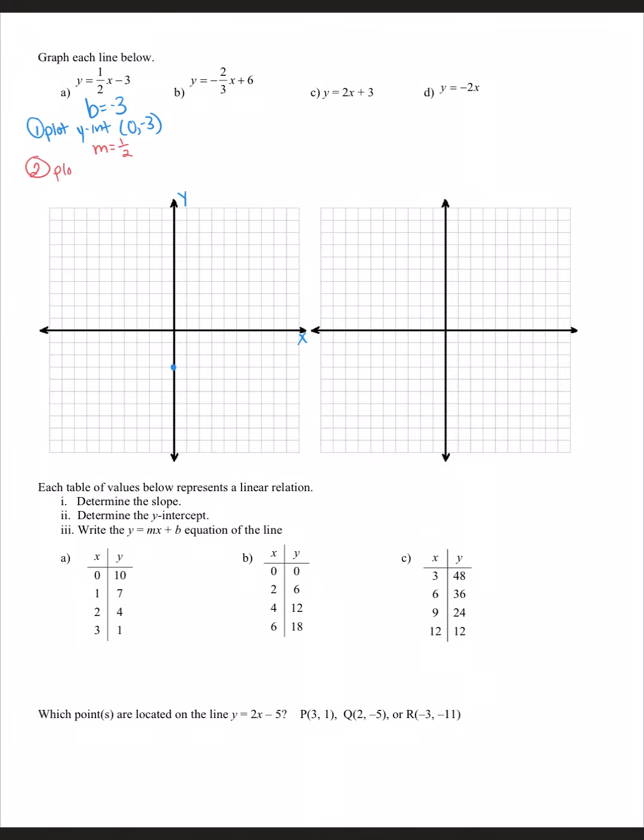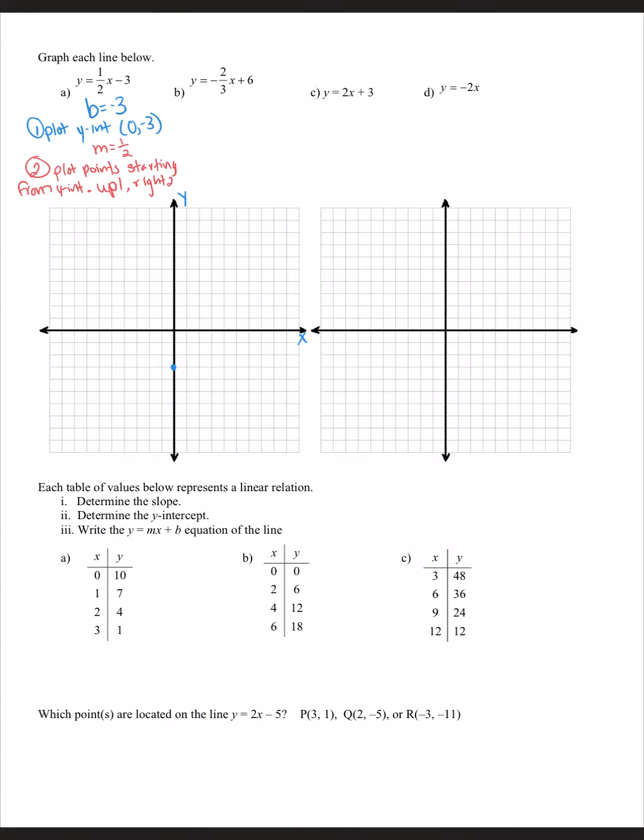So we're going to use that slope to plot points starting from our y-intercept. Our slope is a rise of 1, so a rise of +1 means we're going to go up 1. And then it has a run of 2, so that means we're going to move to the right 2. If it was negative for our rise, we'd go down. And if it was negative for our run, we'd move to the left.